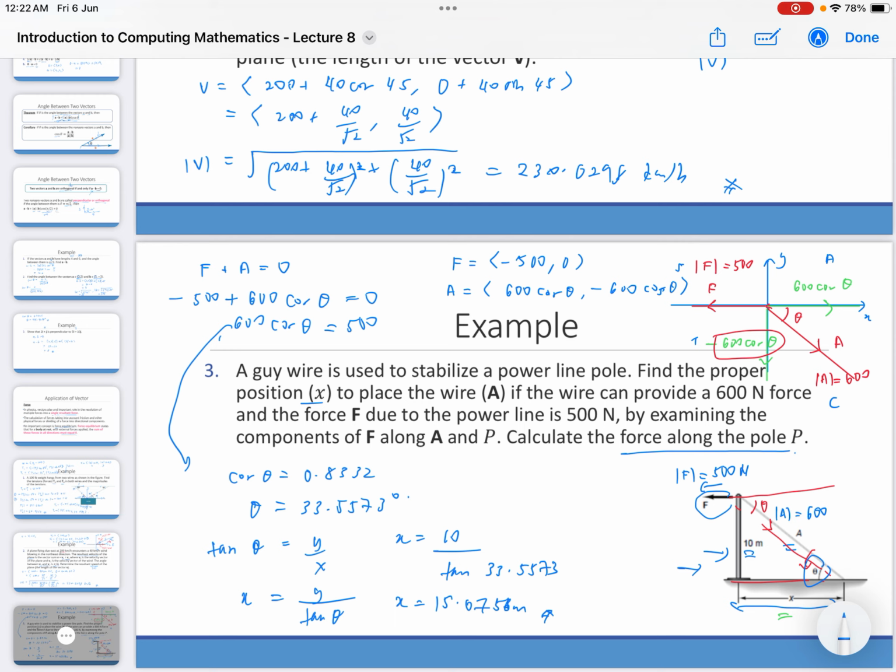Now we have found x. Next we want to find the force along P. The force along P is this value, the 600 cos theta. So the force is 600 cos theta, which equals 600 cos 33.5573, which equals 331.6624 Newton.